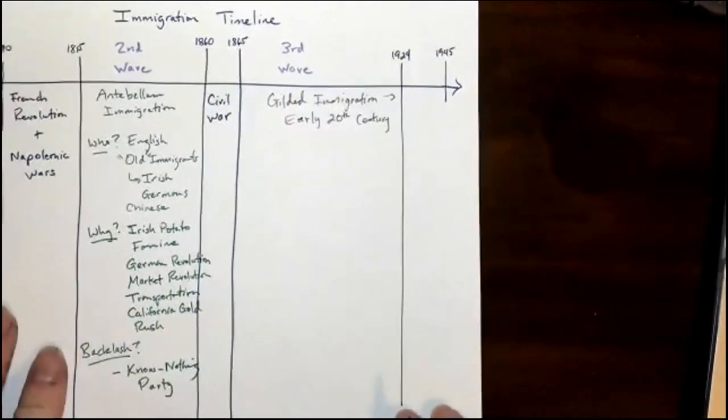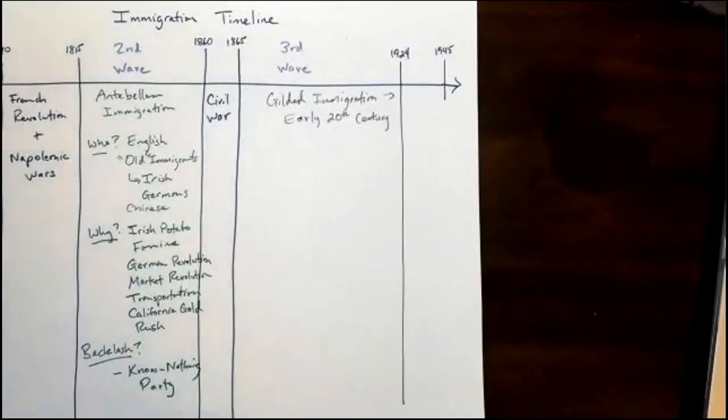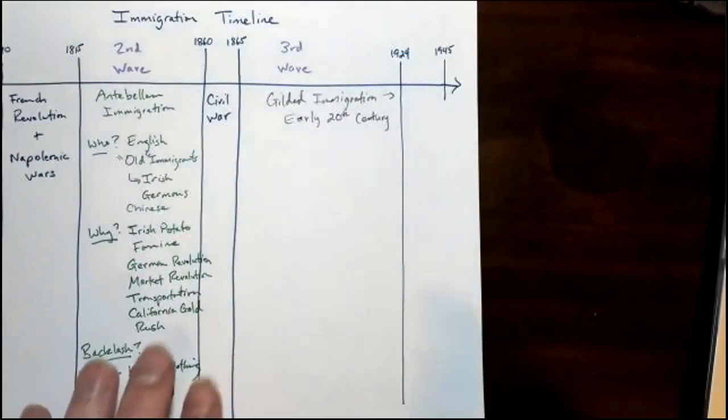Now, just like these previous times, Gilded Age immigration and early 20th century immigration has its own distinct features and characteristics, like who's coming and why they're coming. And obviously there are some key events that are going to be important for you to know as well. So let's talk about that really quick. Let's begin with the who.